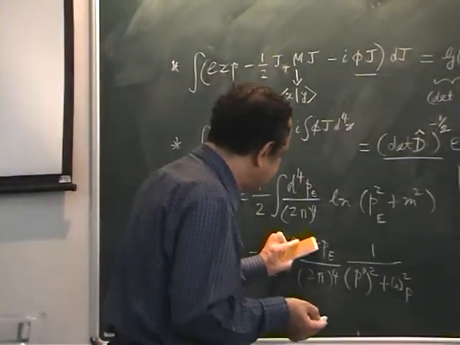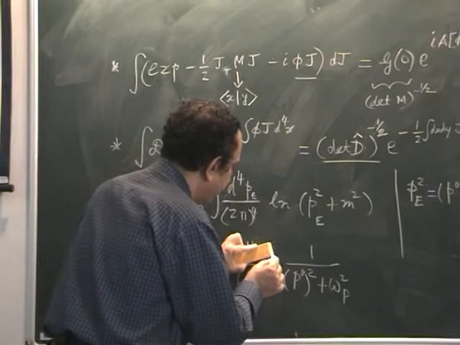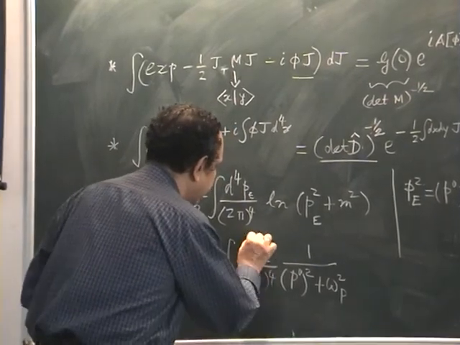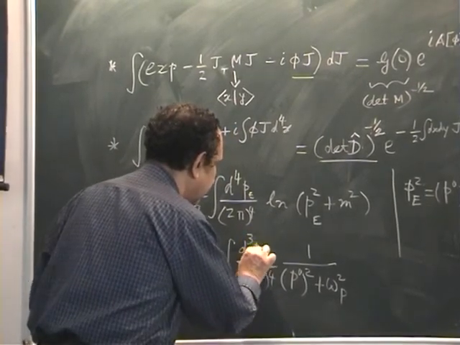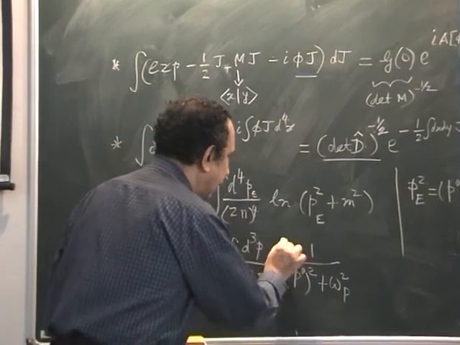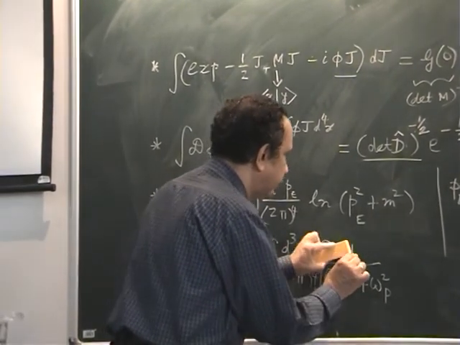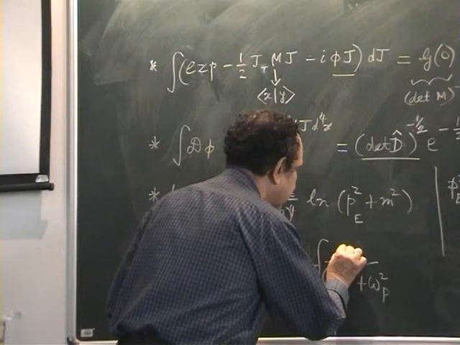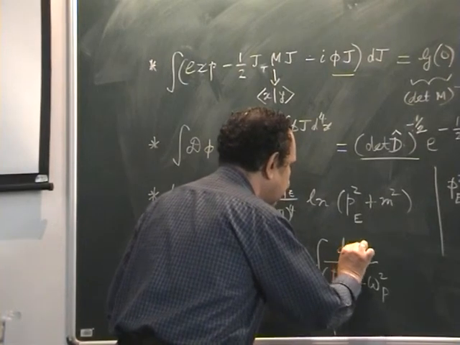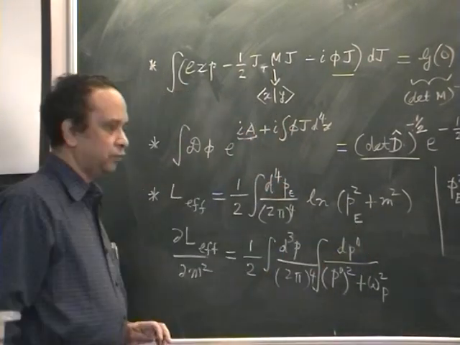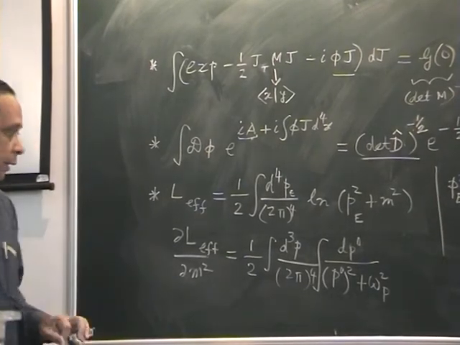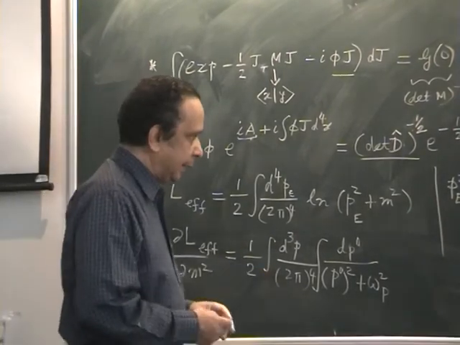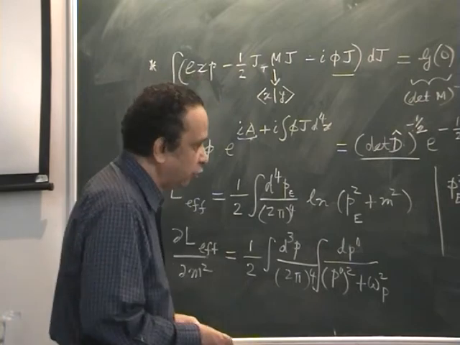So let me write this as a d3p, then I have a dp0 integration. Okay. Now I don't remember this by heart, so I have to work it out.